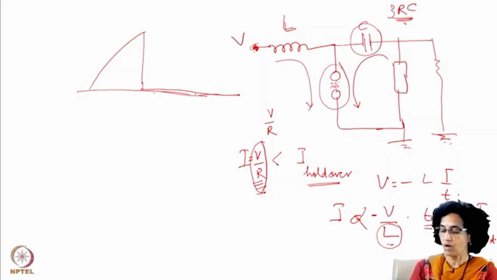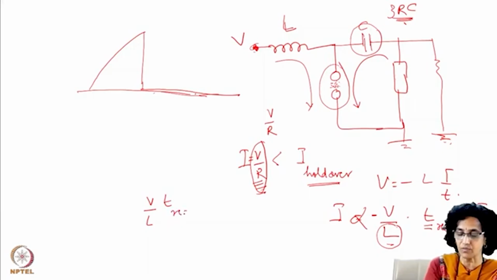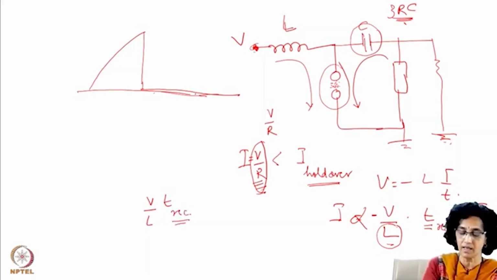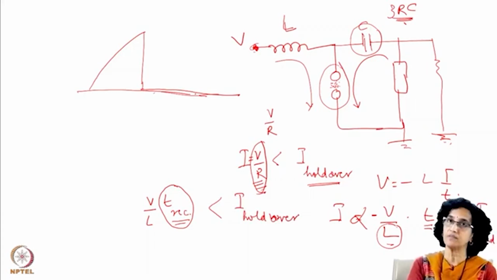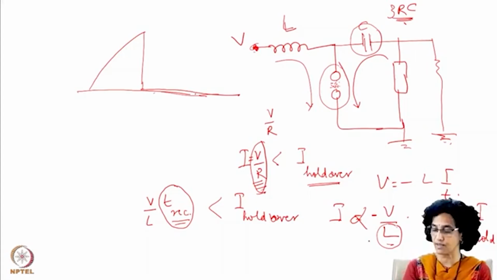Right? So in this case, we say V by L into T, where T is the recovery time of the switch. The time of recovery for a spark gap can be in milliseconds. So if you take T recovery as a millisecond, then your L has to be such that it is less than the holdover current of the spark gap. Okay, so the advantage with inductance is that your current immediately after the condenser discharges is 0.